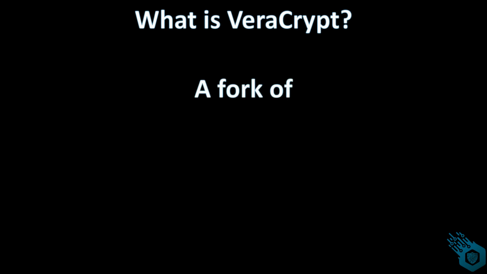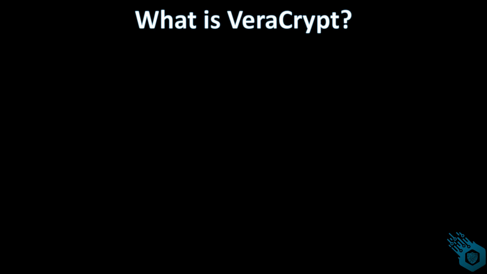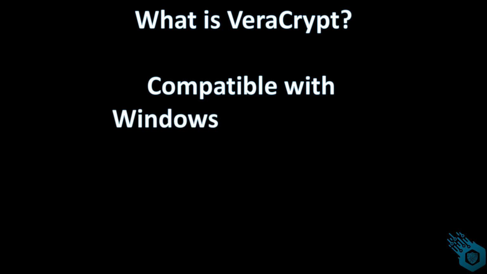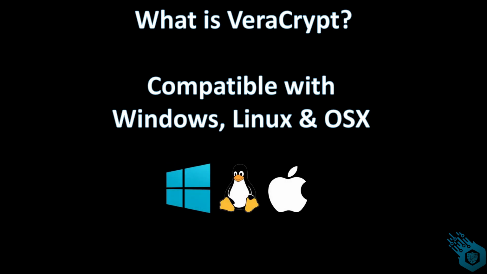Now VeraCrypt is a fork of something called TrueCrypt. And for those of you who don't know what a fork is, just think of a fork in the road. At some point VeraCrypt split from TrueCrypt and became its own software. VeraCrypt is compatible with Windows, Linux, and OS X, Macs if you will. Windows and Macs have their own proprietary encryption tools that are built right into them. But as I said before, these are not open source tools.